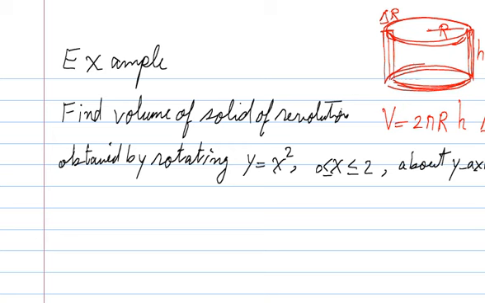So this method of cylindrical shells, just as the method of disks, is only good for solids of revolution. If the shape doesn't have that kind of symmetry, we can't use this idea.